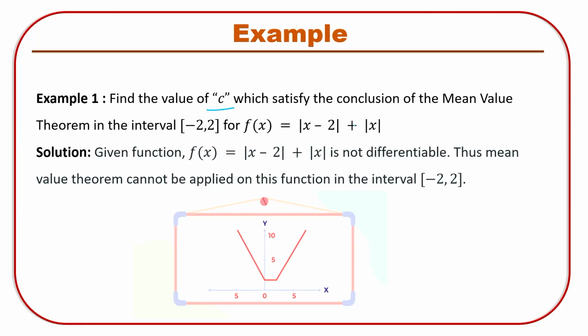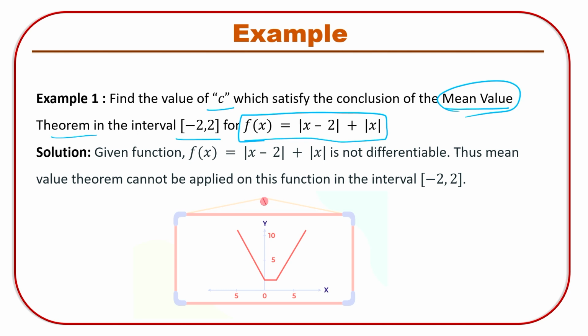So, the first problem says: find the value of c which satisfies the conclusion of the mean value theorem in the interval -2 to 3, where f(x) is given. To apply the mean value theorem, the function must be continuous in the closed interval as well as differentiable in the open interval. Do you think that this function, minus |x - 2| plus |x| in the interval -2 to 2, is differentiable?